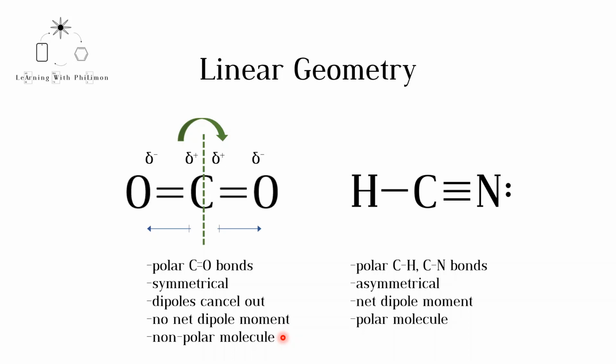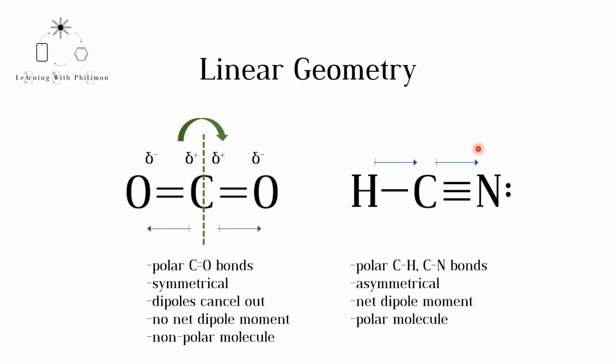Hydrogen cyanide, HCN, has the following Lewis structure. As carbon is more electronegative than hydrogen, and nitrogen is more electronegative than carbon, two dipoles are created. Note that the dipoles are not necessarily of equal magnitude. This will depend on the differences in electronegativity. Hydrogen cyanide also has a linear molecular geometry. However, unlike in carbon dioxide, both dipoles are in the same direction. Therefore, they do not cancel out.